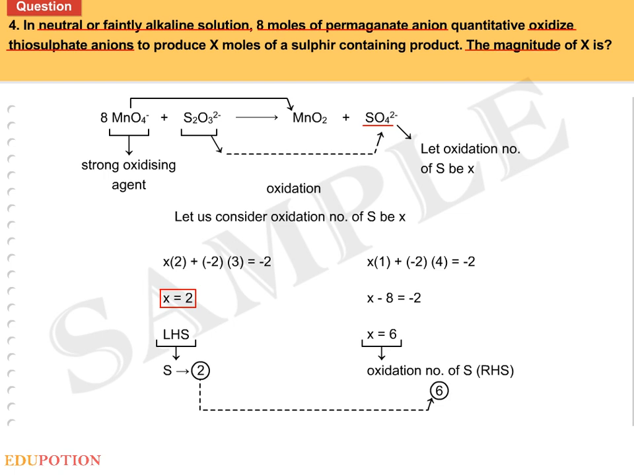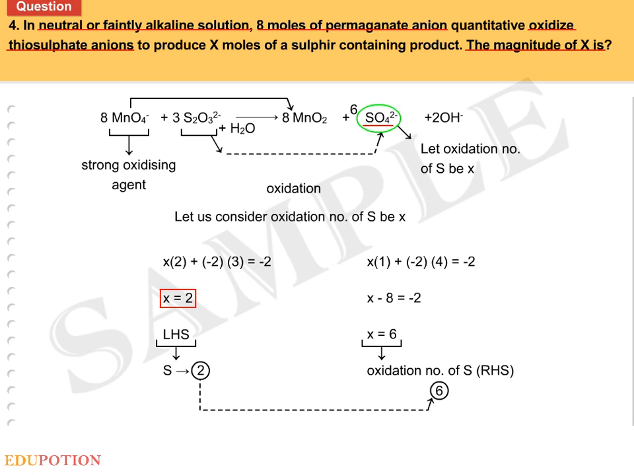Now the magnitude of X, now this is a product that contains S. Now we need to balance this redox reaction. In order to balance this redox reaction, we have 3 here, and we have to place H2O on the LHS, and on the right hand side we have to place OH minus, that is 2. If required, we need to balance. And here we have 8 MnO2 and here we have 6, and now we have a complete balanced reaction.